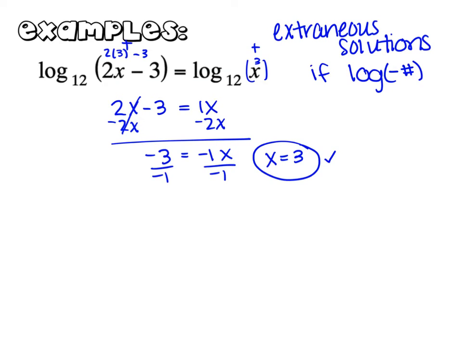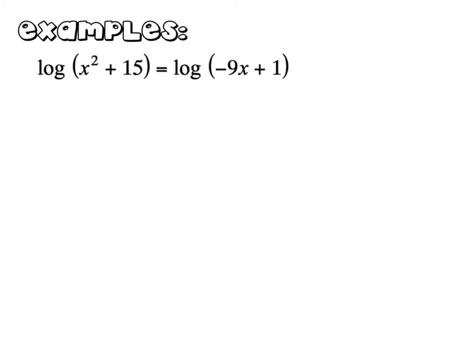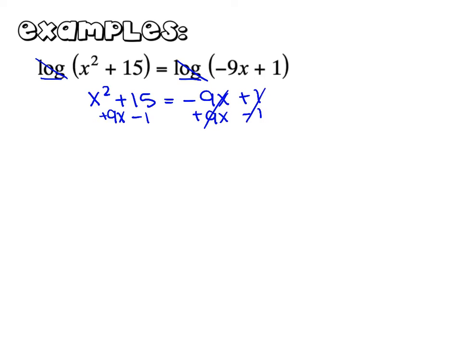And taking a look at one more example. We might also have a quadratic equation. So this time I see the same log on both sides, which means I get to ignore it or eliminate it. X squared plus 15 must be equal to negative 9x plus 1. If I get that equal to 0, since I have an x squared, by adding 9x and subtracting 1, I get x squared plus 9x plus 14 equals 0.